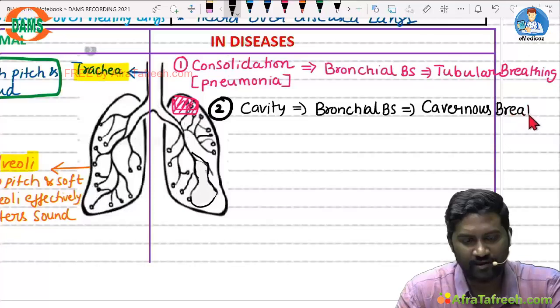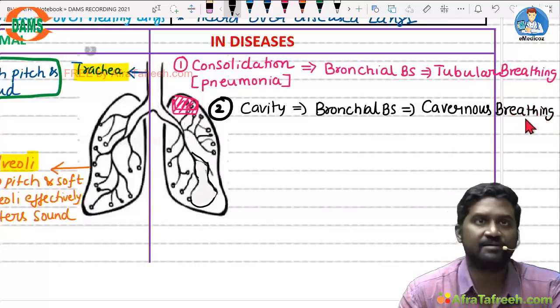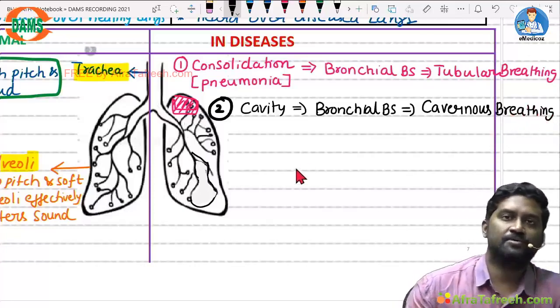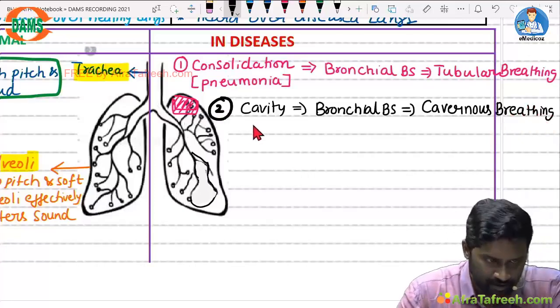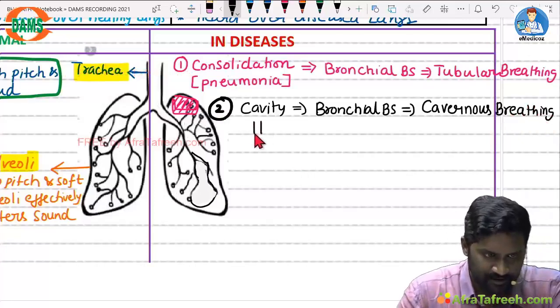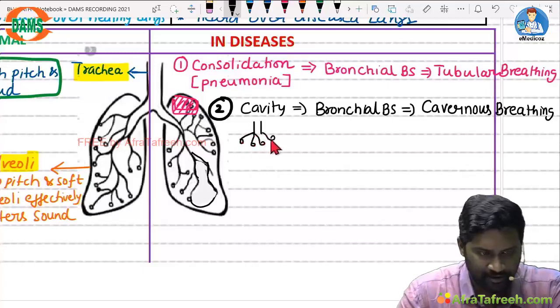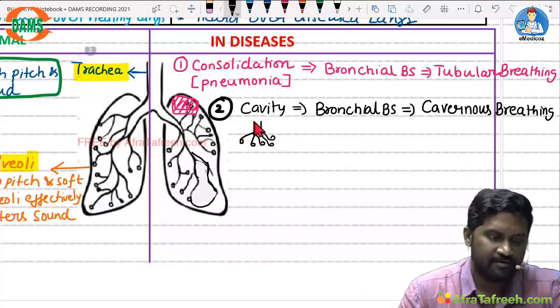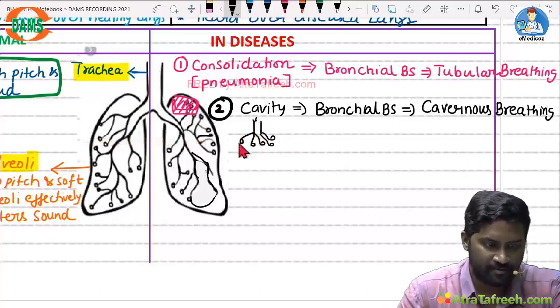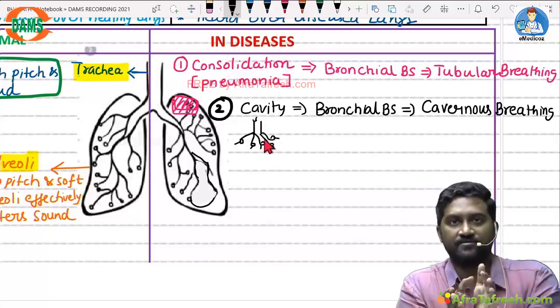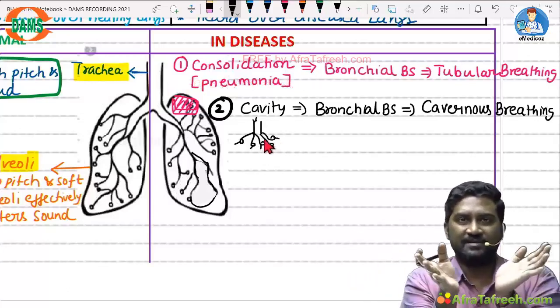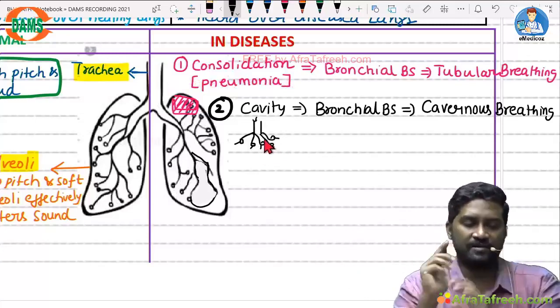It is called cavernous breathing. So what is the reason for a cavity to produce cavernous breathing? Very simple. Previously, let us say this is the bronchus and these were all the alveoli. So there were so many alveoli. Whenever air was coming into the bronchus, it was getting filtered in these alveoli because there were so many parts. The intensity of sound was reducing eventually.